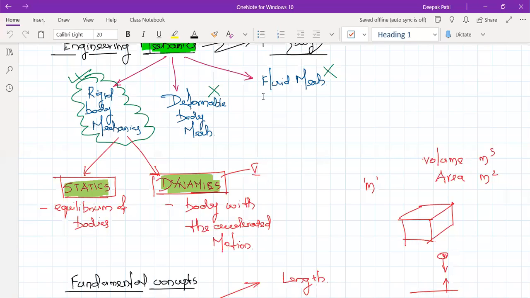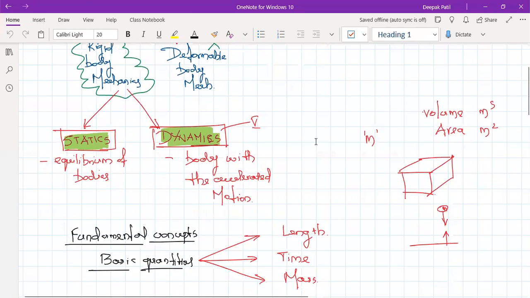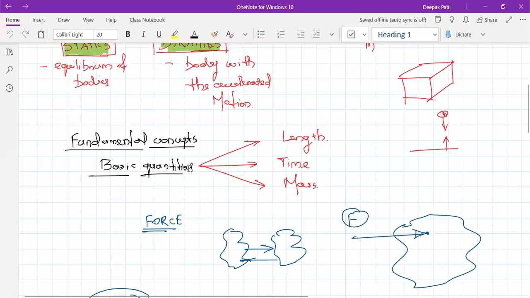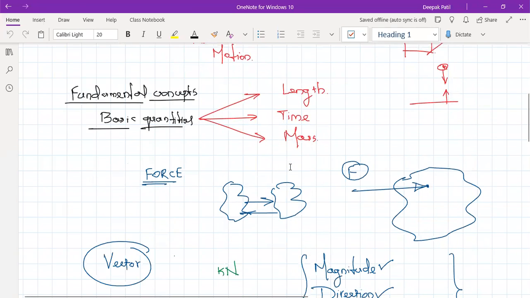Now, rigid body mechanics has two more branches: statics and dynamics. Statics deals with the equilibrium of bodies. Equilibrium is where the body could be either at rest or moving with constant velocity. Dynamics deals with bodies having accelerated motion. Statics is time independent and dynamics is time dependent. We also learned about some basic quantities like length, time, and mass, which we are going to use in our whole course. But length and mass are the only ones we use in statics. Time also comes into the picture when we look into dynamics.